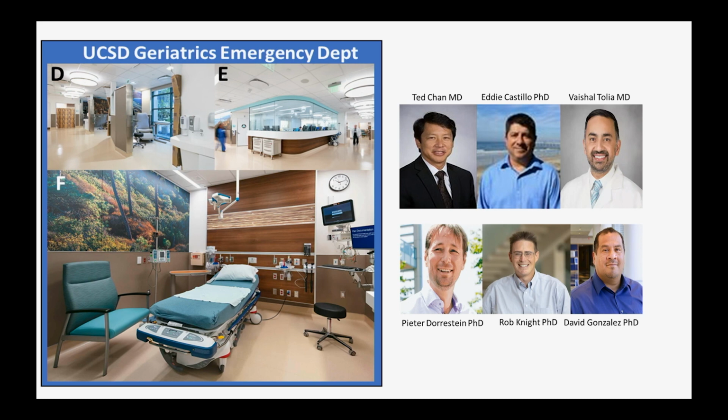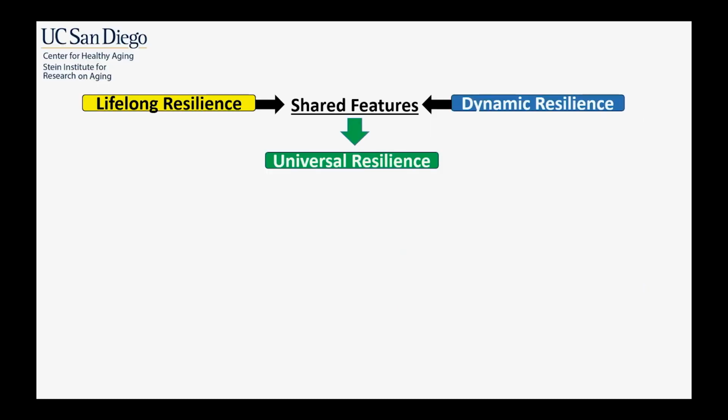I'm really honored to be working with what I consider to be a dream team of scientists and physicians. We believe that by understanding the different types of resilience, something that we're calling dynamic resilience that happens with things like falls, or lifelong resilience, which is defined by your ability to maintain functional capacity over time, we're going to be able to get a better sense of the drivers of what we're calling universal resilience. A key point of this work is that the drivers of universal resilience are going to be comprised of those shared molecular and biological features between lifelong and dynamic resilience.